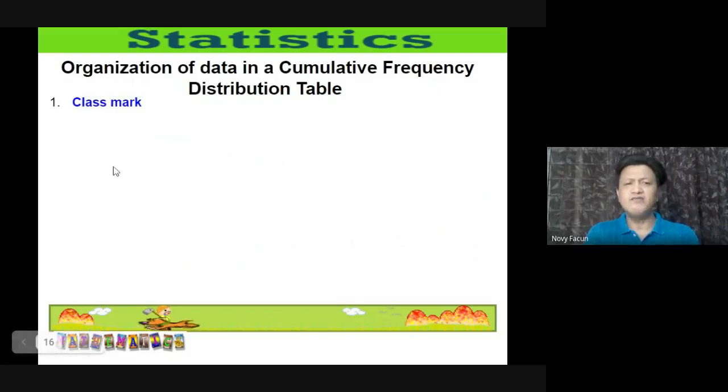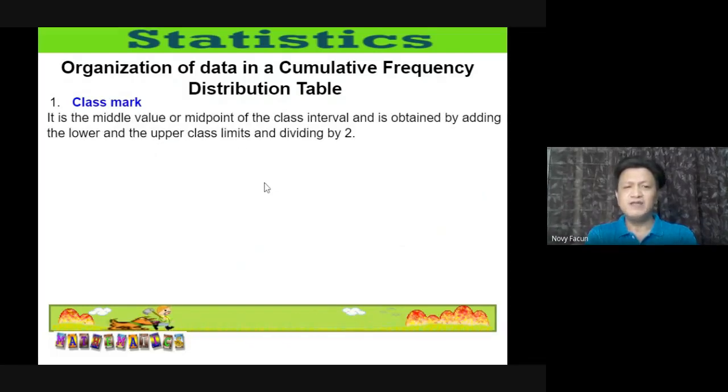Okay, so with that, let's define first, meron tayong kailangan malaman muna bago tayo mag-compute. Class mark. Pag sinabi natin class mark, it is the middle value or middle point of the class interval and it is obtained by adding the lower and the upper class limits and dividing by 2. Okay, add lang natin, divided by 2. Or pwede mo naman siyang i-count. Okay, kung ilang numbers doon, ilista mo, pwede yun. Tapos kung ano yung number na nasa gitna, yun yung ating middle point or middle number or class mark. Maraming tawag sa kanya.